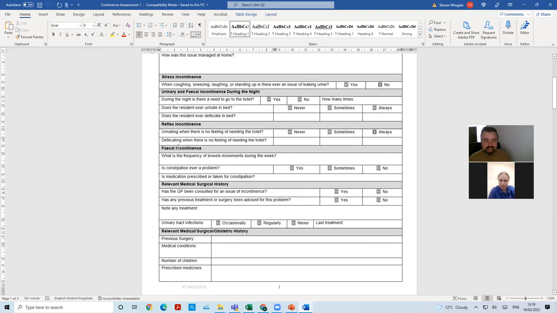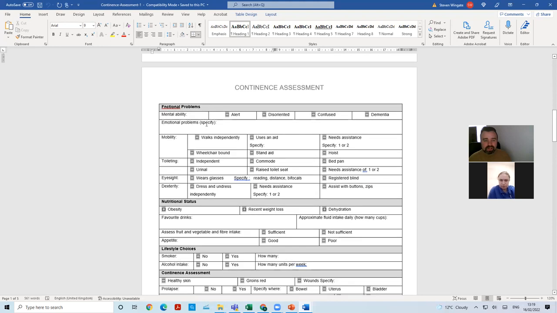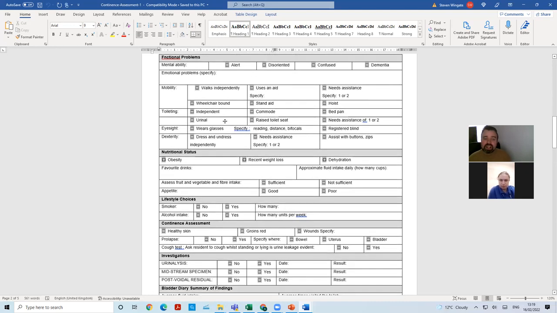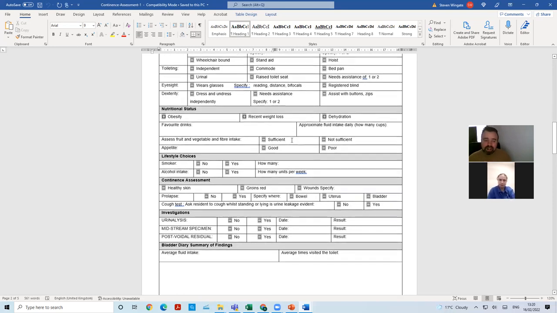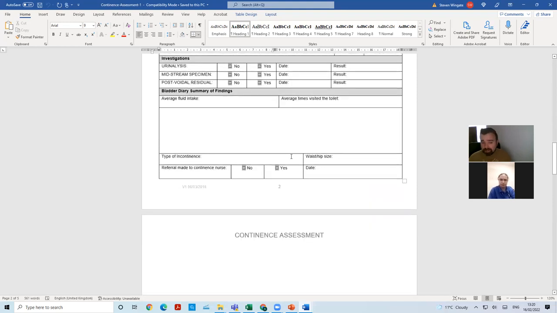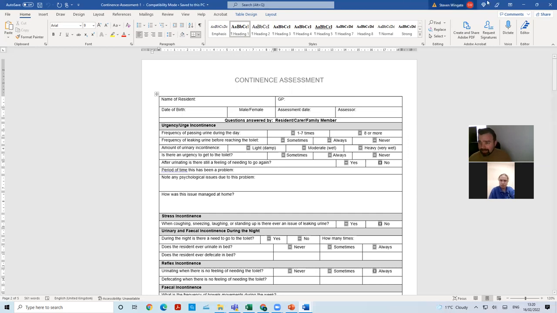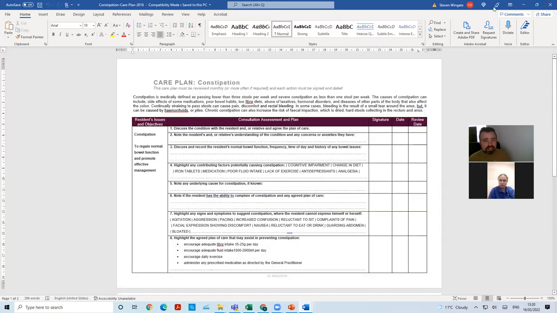So the times and days, flexibility, medical problems, memory, mobility, walking, eyesight, dexterity. If you clicked through this, eventually you'd have a really good understanding of that person's continence ability. And then from that, you would write your care plan. So that's what the continence assessment looked like. And again, that form is available on the website in your Canvas side.